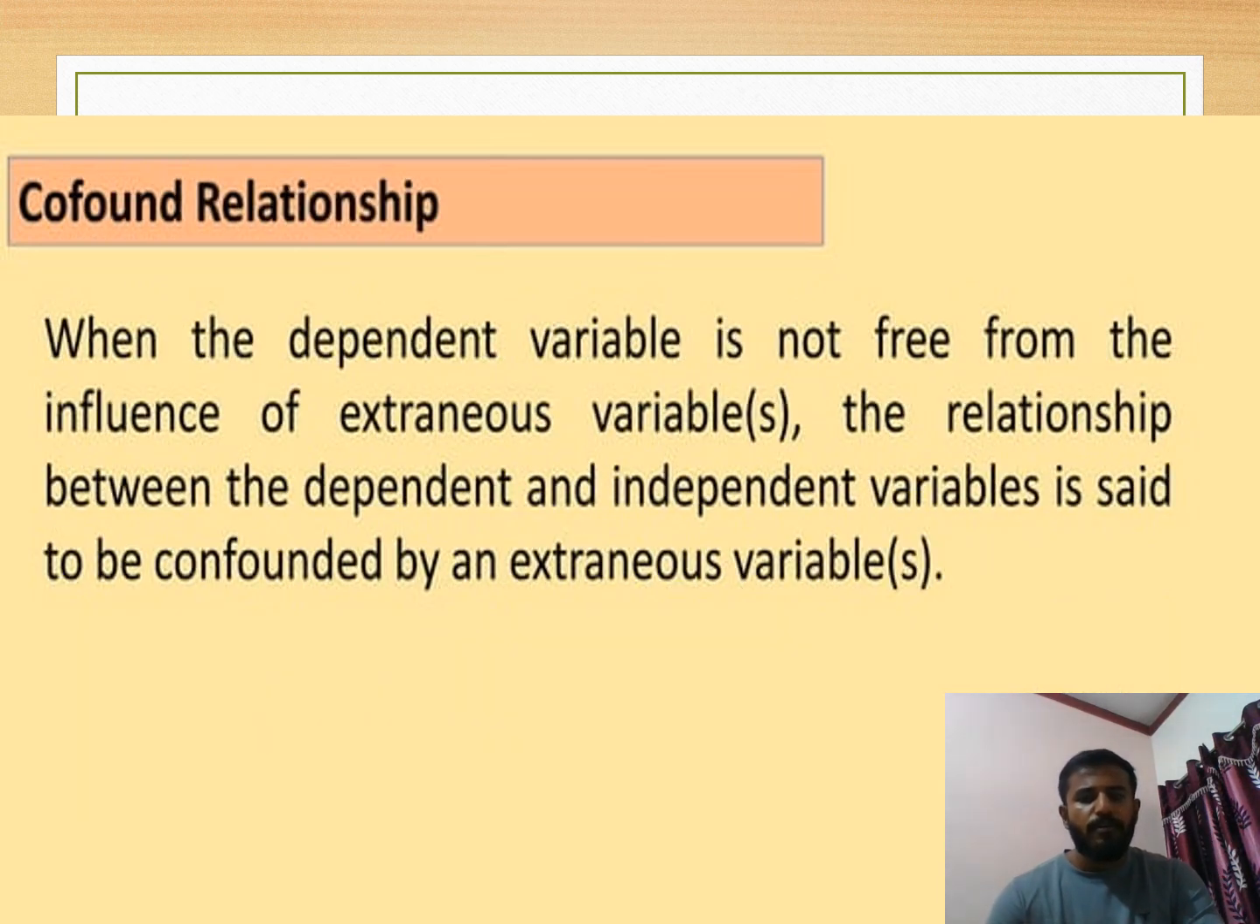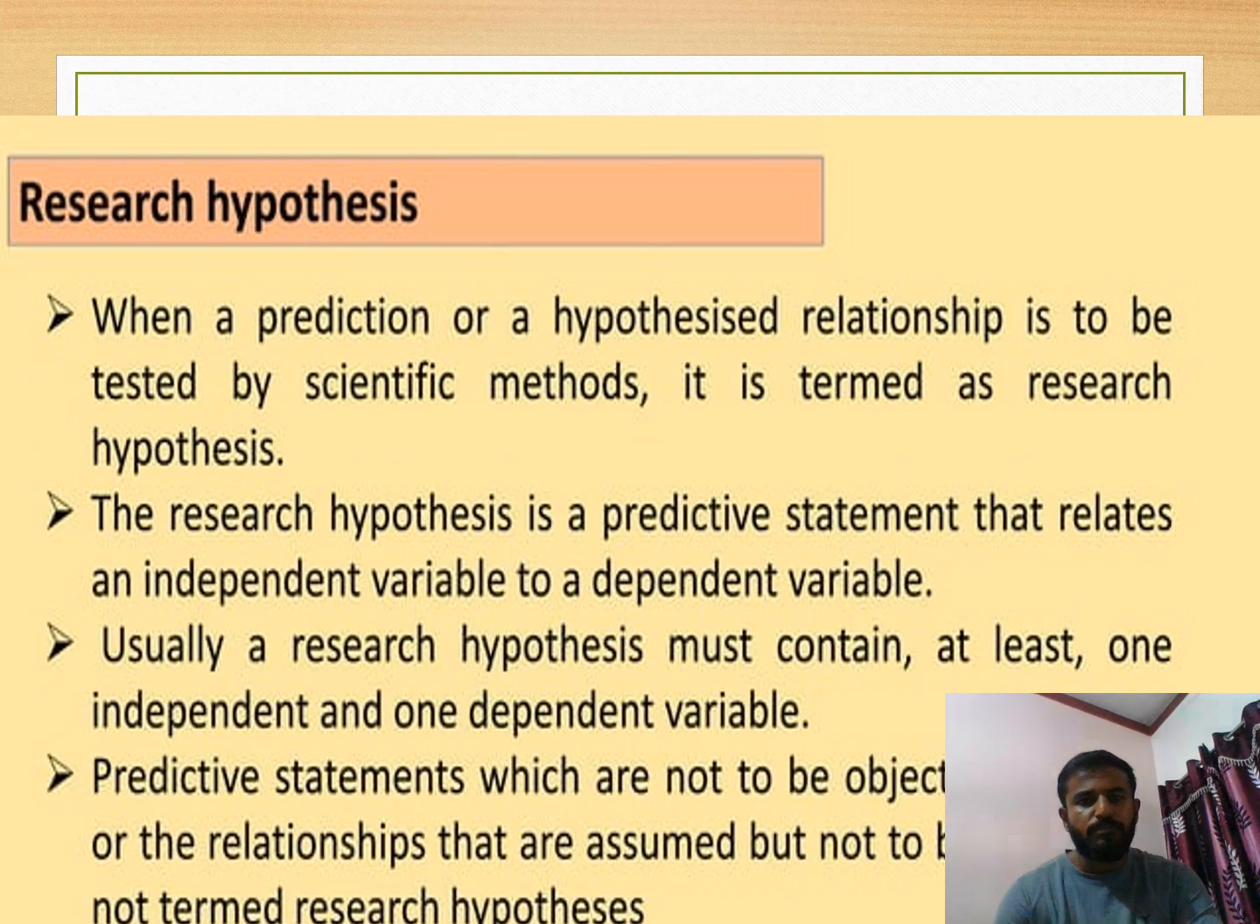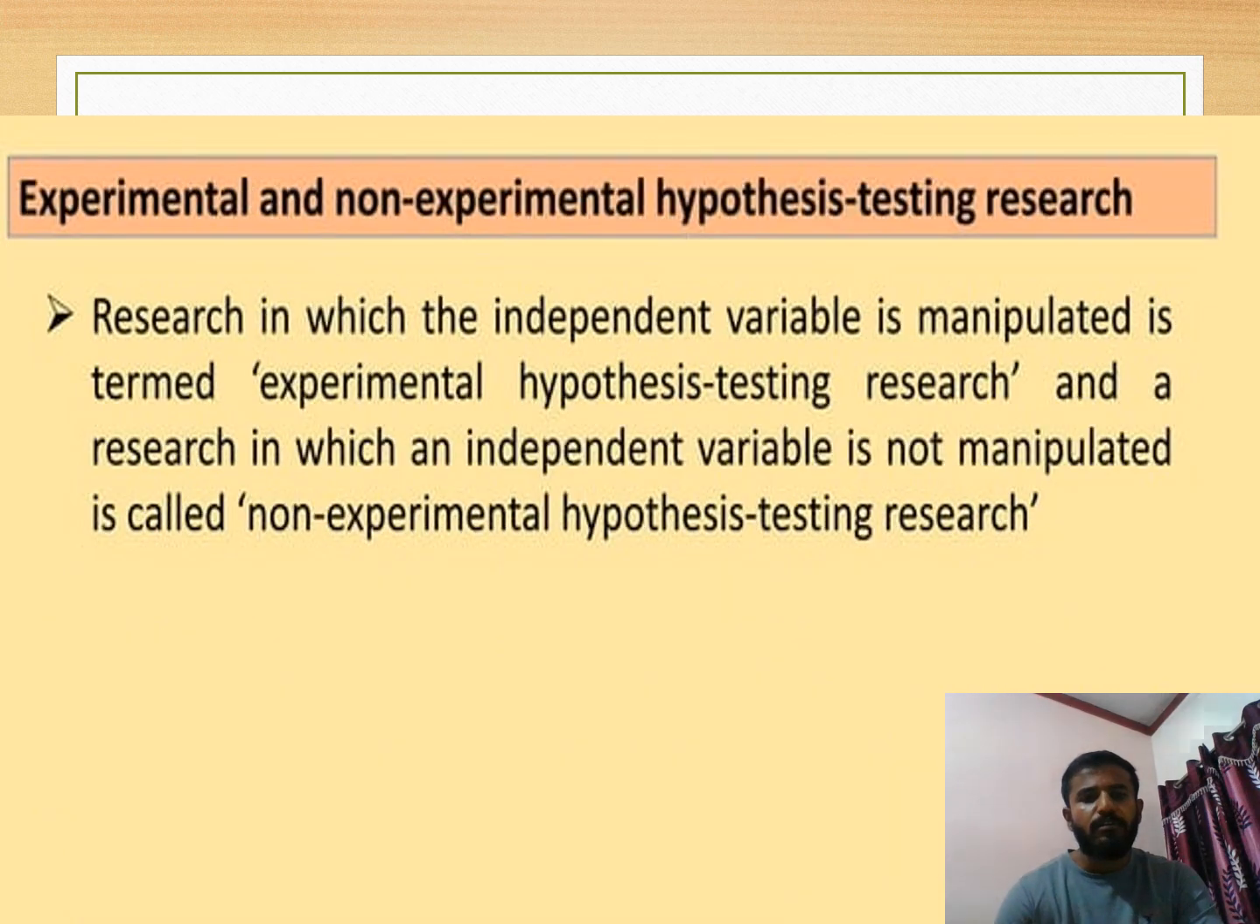Confounded relationship. When the dependent variable is not free from the influence of an extraneous variable, the relationship between the dependent and independent variables is said to be confounded by an extraneous variable. Research hypothesis. When a prediction or a hypothesized relationship is to be tested by scientific methods, it is termed a research hypothesis. The research hypothesis is a predictive statement that relates an independent variable to the dependent variable.